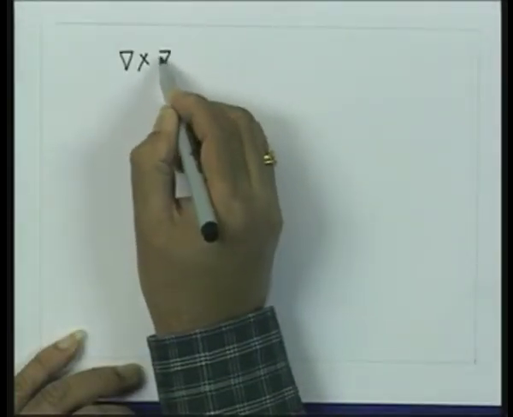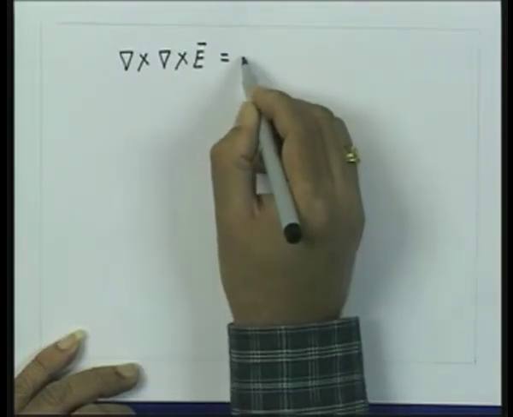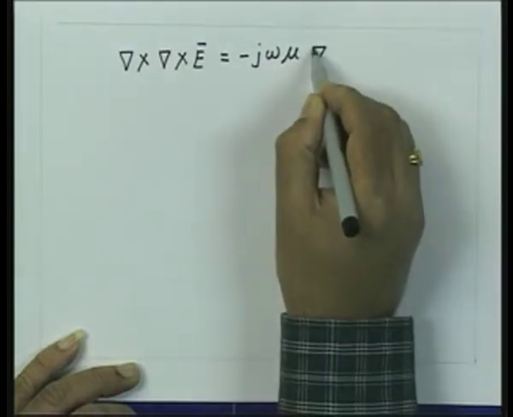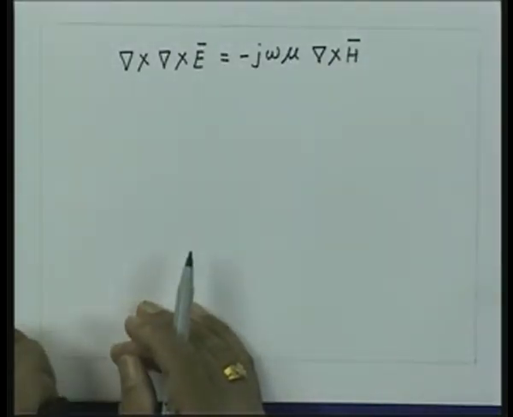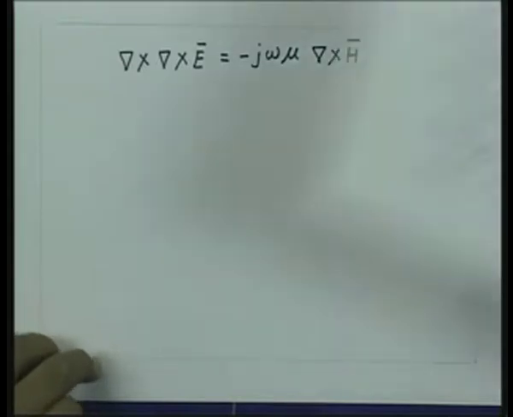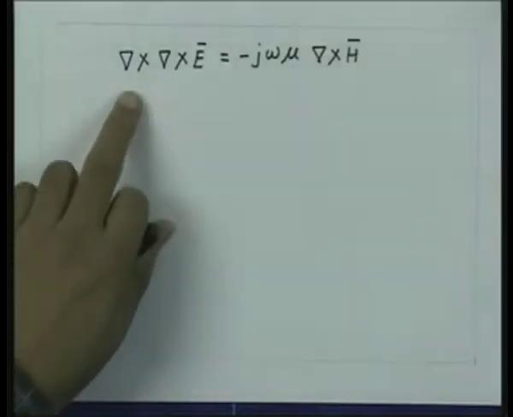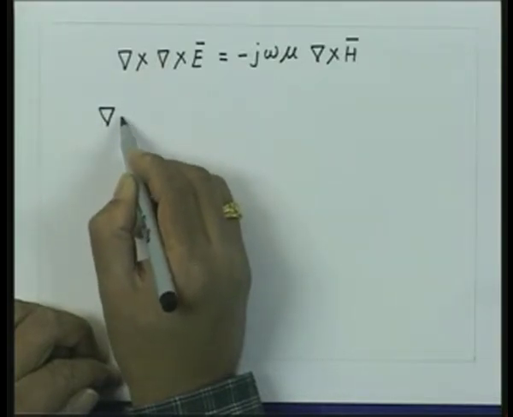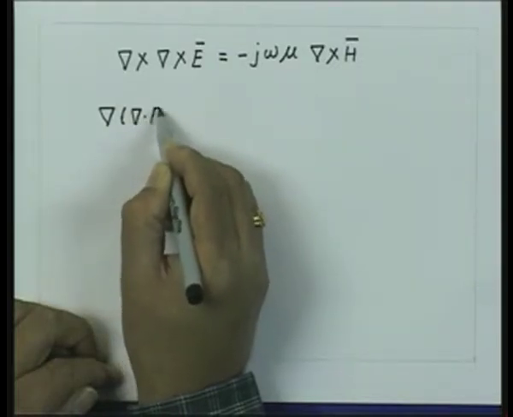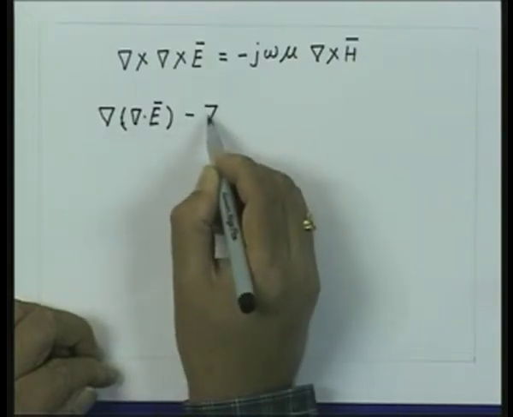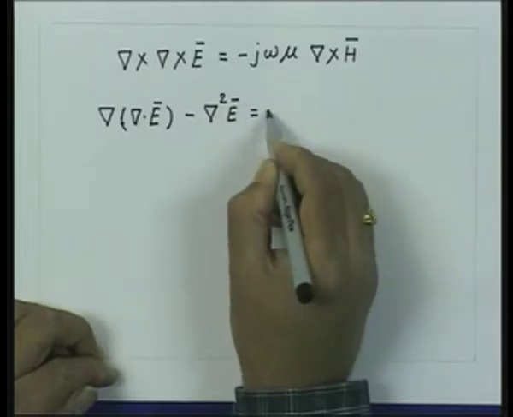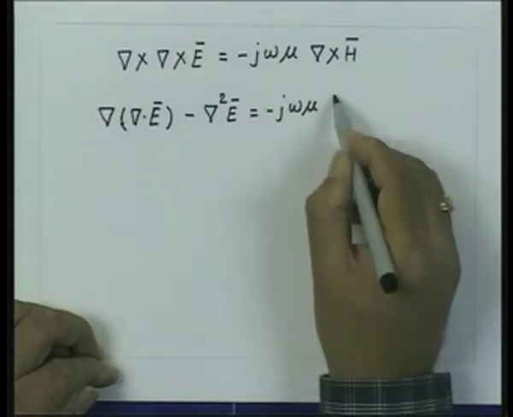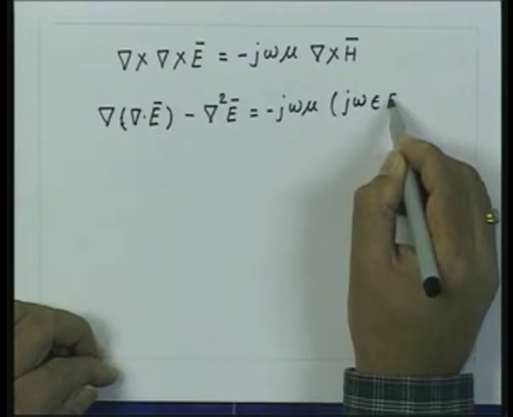So, if I take the curl of this equation, let us say I take the curl of the first equation, which is del cross E, I get del cross del cross E, that is equal to minus j omega mu times del cross H. We can substitute for del cross H from the second equation from here, and also can use the vector identity to expand the triple cross product, which is del del dot E minus del square E, that is equal to minus j omega mu, and substitute for del cross H, which is j omega epsilon into E.